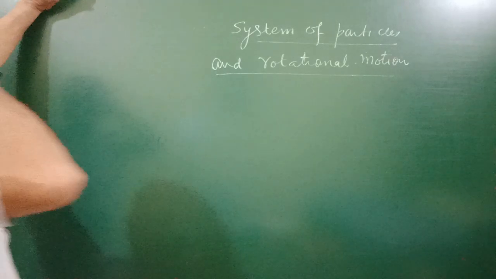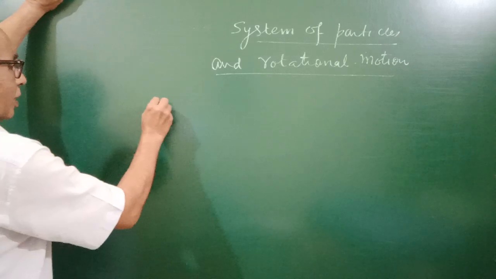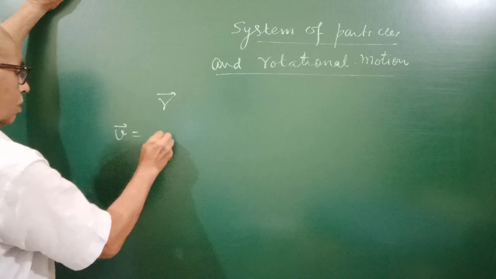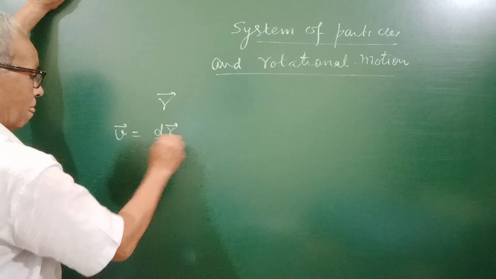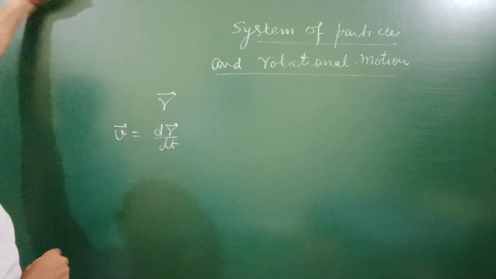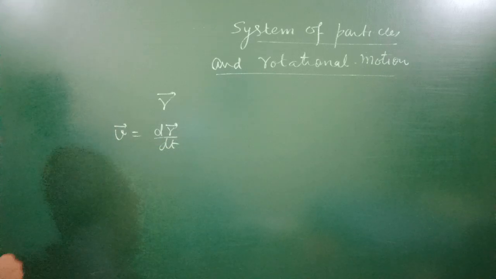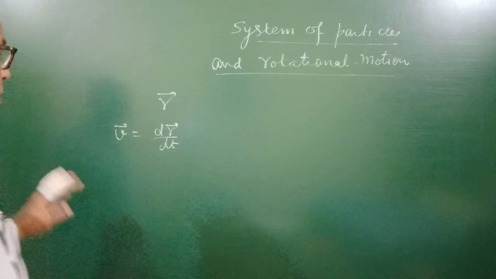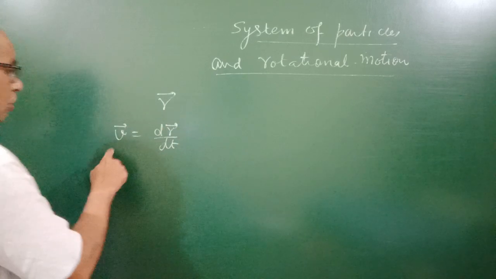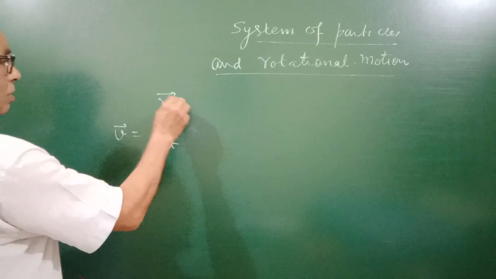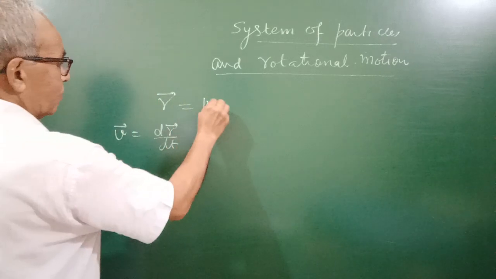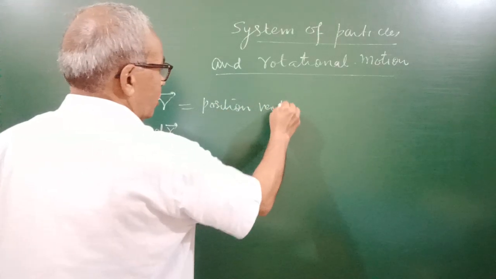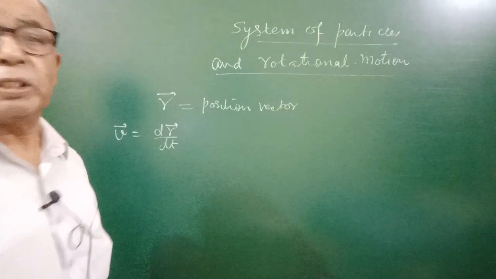Like we have learned position vector as r, velocity v, dr upon dt. You know it. Velocity of a particle mathematically is change in position vector per unit time, and mathematically we write like this: v equal to dr upon dt, where r is the position vector. Change of position vector per unit time is the most general definition of velocity.